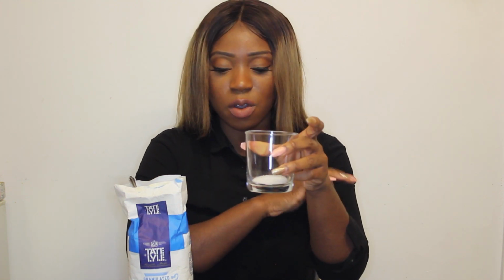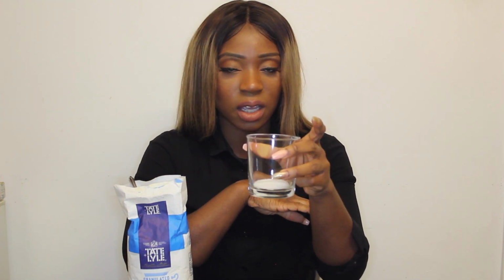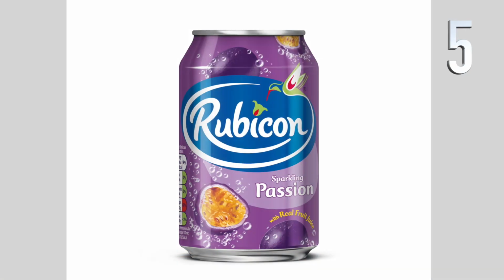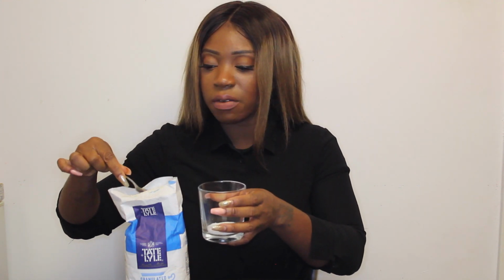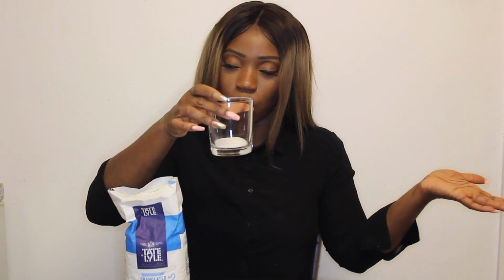So it's 13, so it doesn't really look that much different, even from number 10. In at number 5 we have Rubicon Exotic. This has 13.1 grams of sugar per 100 ml. So not too different from the Mountain Dew that we spoke about previously. So we're going to measure that out again. You're not going to see much of a difference now because we're talking about a 0.1.